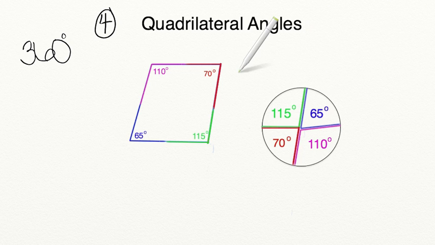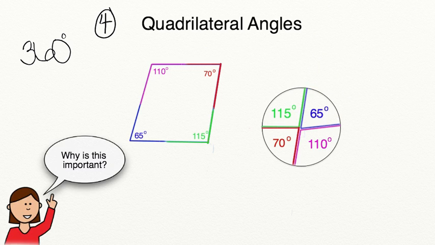Now, as you can see, if we add all of these measurements up together, we get 360 degrees. And we can also see that because we added all of these angles together, which equaled a perfect circle, which is 360 degrees. Let's stop and think.